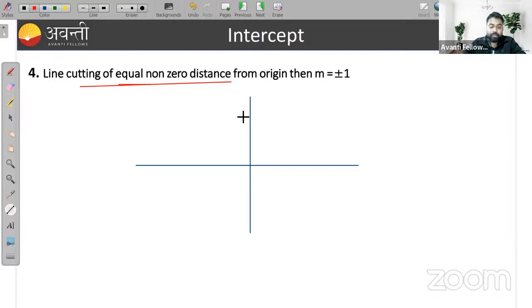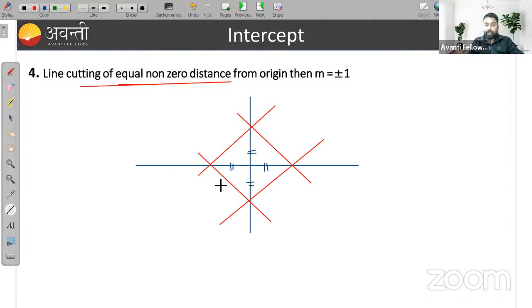Suppose this line is this, and this is my second line, and this is my third line, and this is my fourth line. And what I am telling you now is that the distance from origin to the point of intersection of two lines is the same. Then what will be the slope?